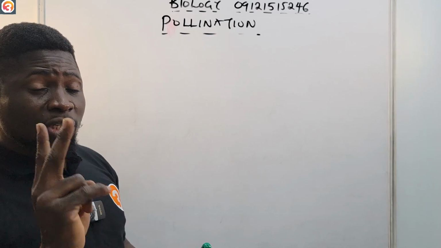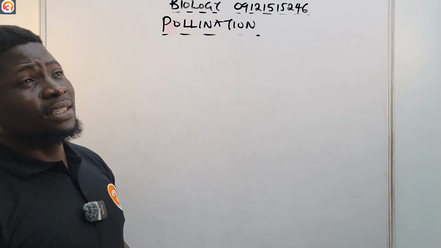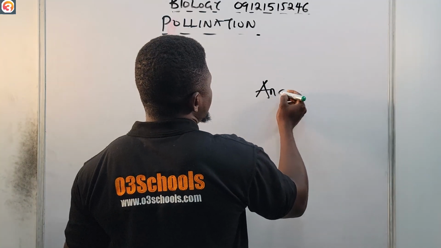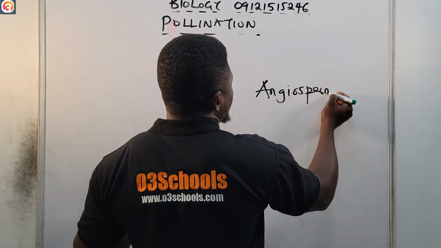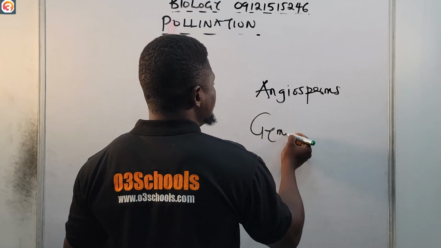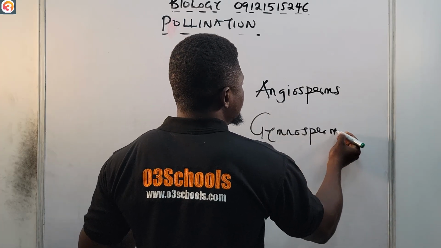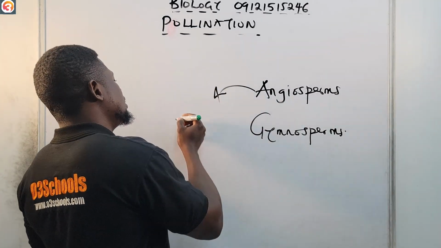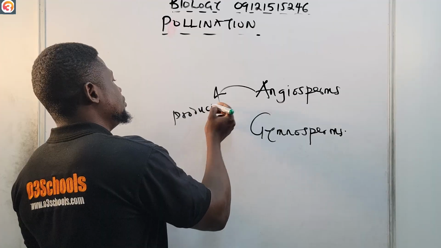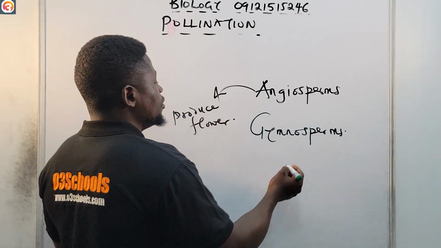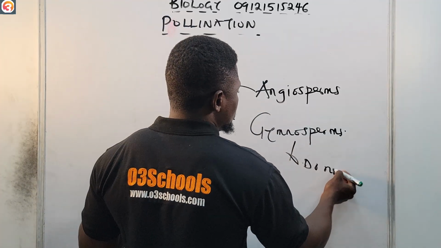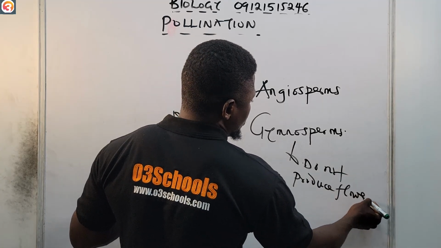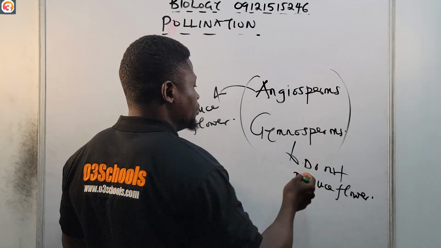There are two major types of seed plants in the plant kingdom. We'll talk about the angiosperms, and then we'll talk about the gymnosperms. The angiosperms produce flowers. The gymnosperms do not produce flowers. Both of them are seed-bearing plants, so please take note of that.